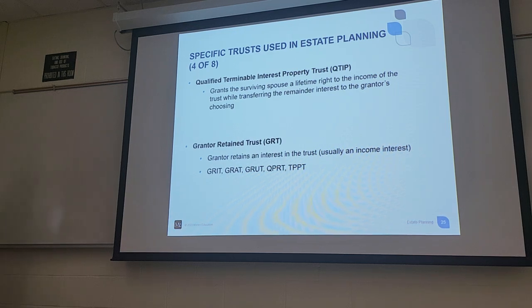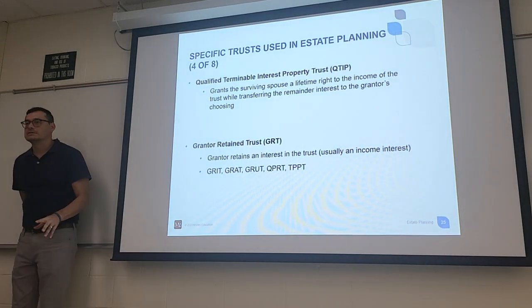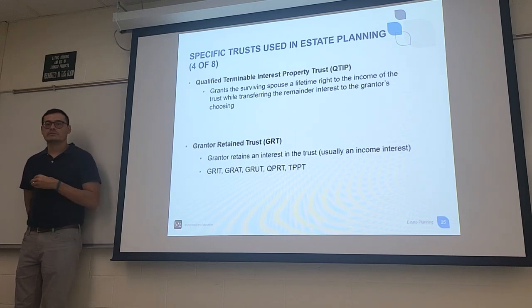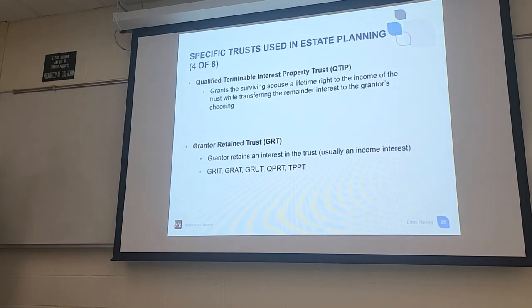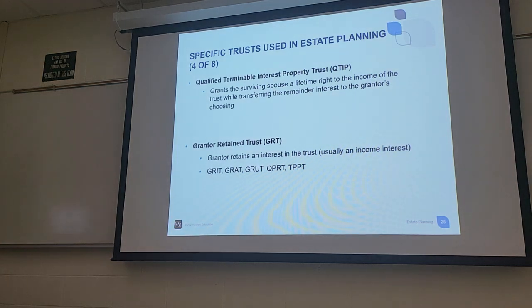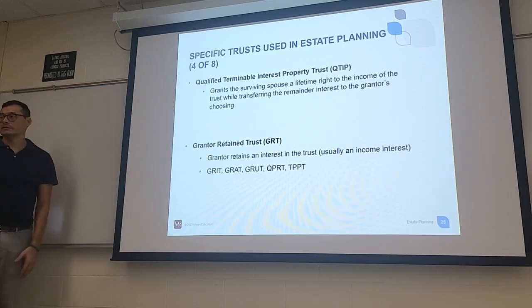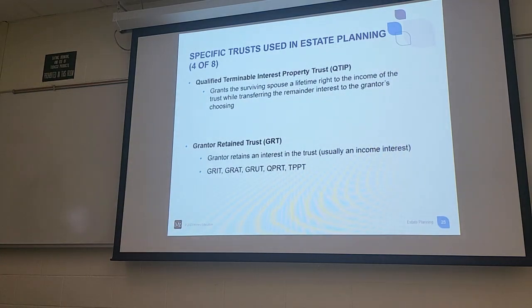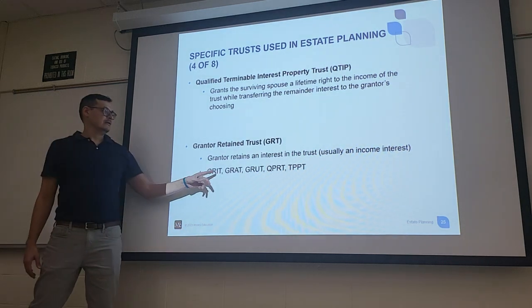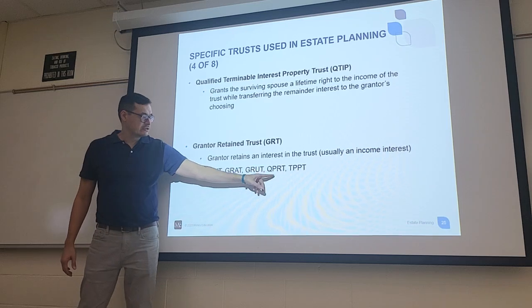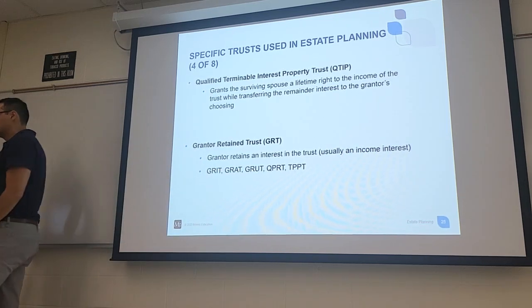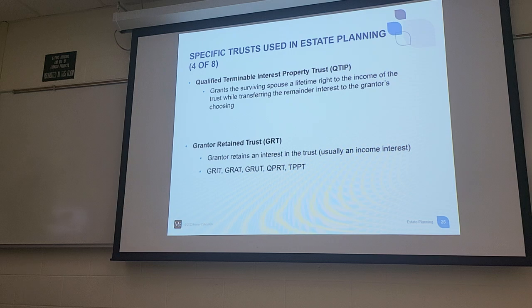The rest of these, we're gonna go through kind of quickly, okay? They're just different types of trusts. You can look these up in the book. They've got some really, really good examples. Qualified, a QTIP, okay, these are very, very common. So basically, it grants the surviving spouse a lifetime right to the income while transferring the property to the grantor's choosing. So this is gonna be kind of like a GRAT, but specifically for spouses. We've already talked about these last class. Qualified personal residence trust, transfer personal property trust, terminal personal property trust.